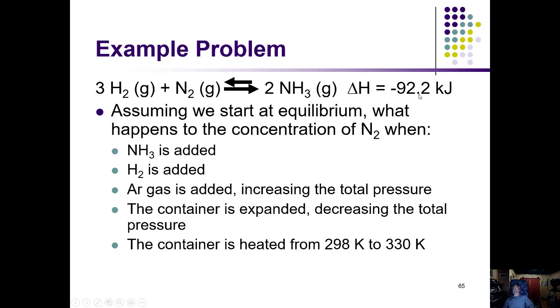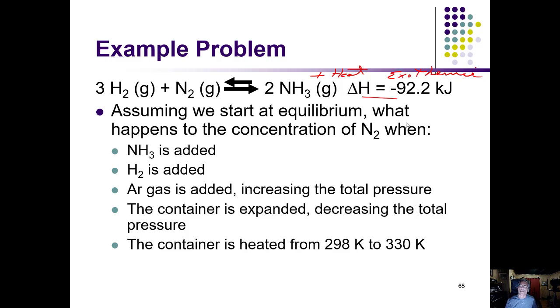It's negative. So the first thing you want to do when you've got that, and you know you might have a problem, is ask where is heat if this reaction has a negative delta H? Well, this is exothermic. And if it's exothermic, then heat is a product of this reaction. For the purposes of determining which direction the reaction shifts to return to equilibrium, just think of heat as a product if it's negative delta H, if it's an exothermic reaction, okay?